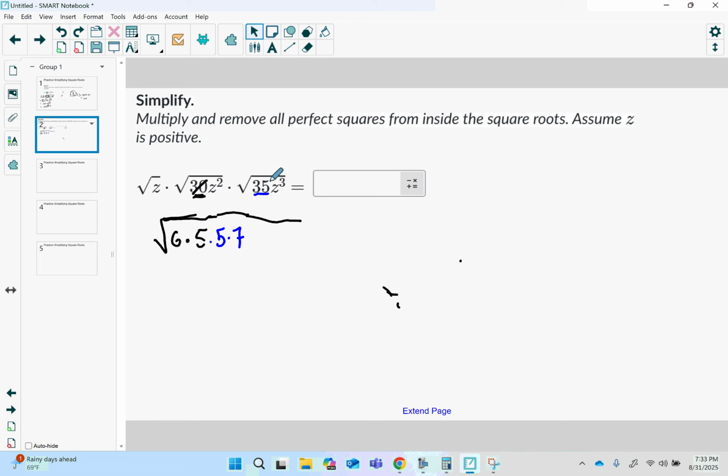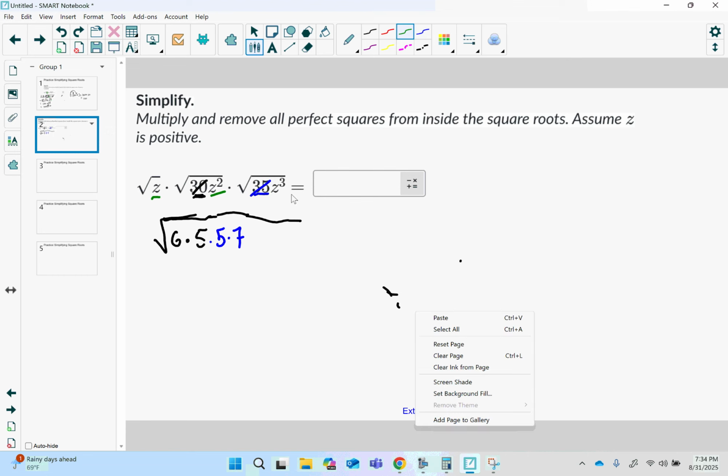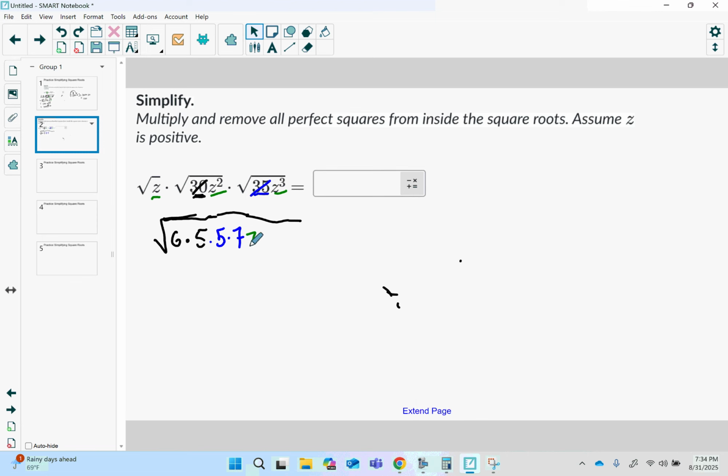Okay, cool. So I got my 35 written out in factored form. And then I'm going to put my z's next to each other. So I'll do this z. I've got one there. I've got two z's here and three z's over here. So altogether, I have 6 z's. Z to the power of 6.